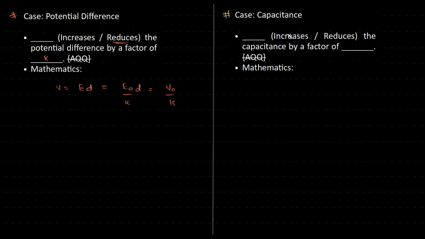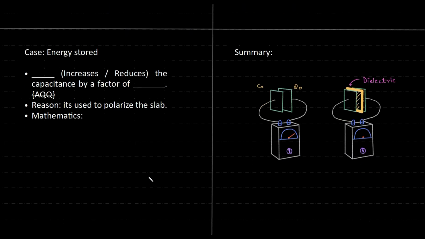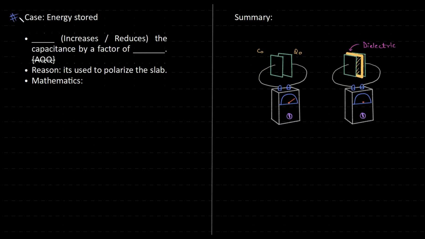What about capacitance? Of course, it increases. By what factor? K. So this too is quite simple. So C is equal to Q by V. In this case, Q is the same as Q naught, and V we just know is V naught by K. So Q naught by V naught into K, and that's nothing but your C naught K, right? As simple as that. What about energy stored? Well, it's kind of common sense. It will reduce by a factor of, again, K.